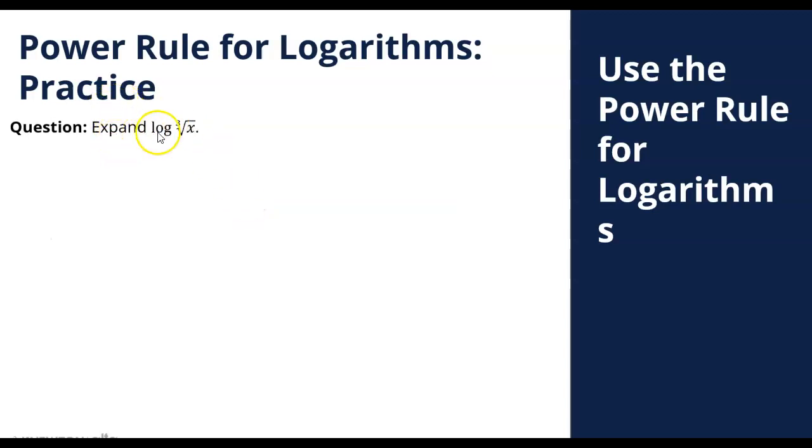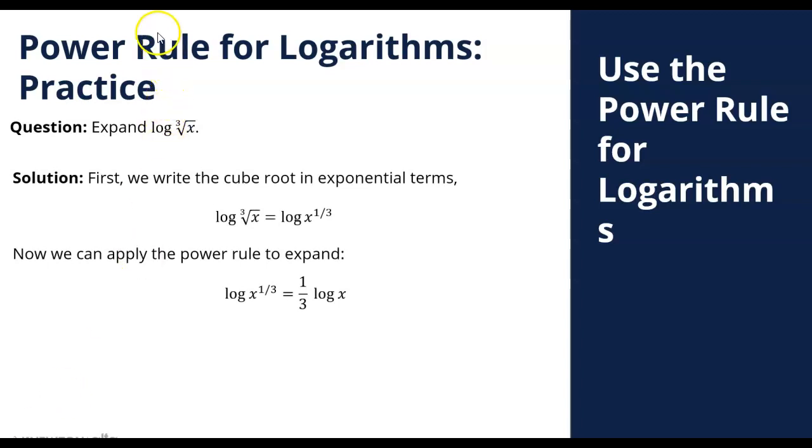Another example, expand logarithm of the cube root of x. To be able to use the power rule to expand this, we will have to rewrite cube root of x as x to the 1/3. And then we can apply the power rule to expand. The rule states that the logarithm of x to the 1/3 is just equal to the product of the exponent times the logarithm of the base. So it's 1/3 times logarithm of x.